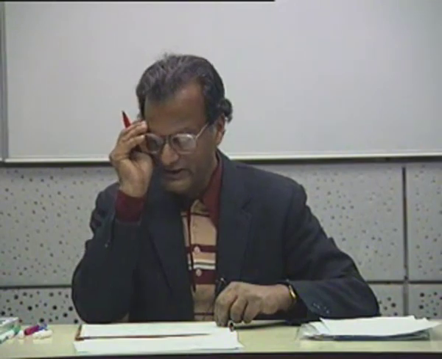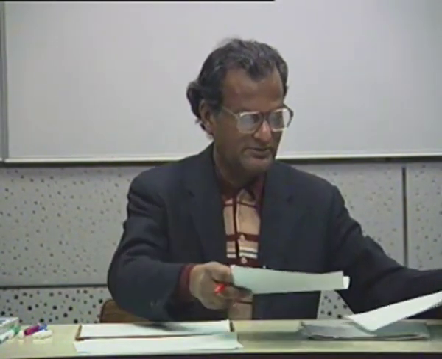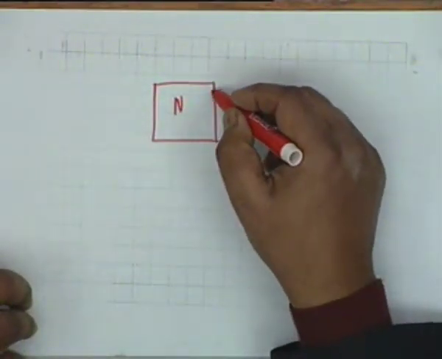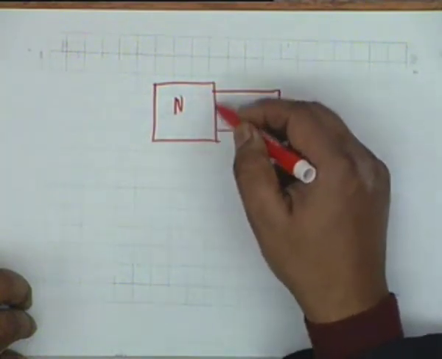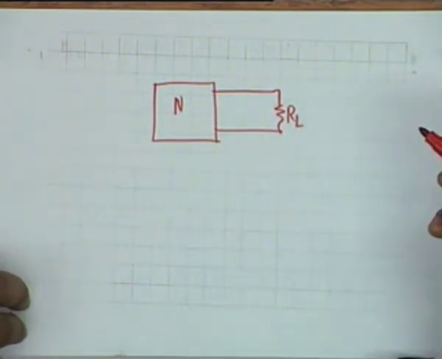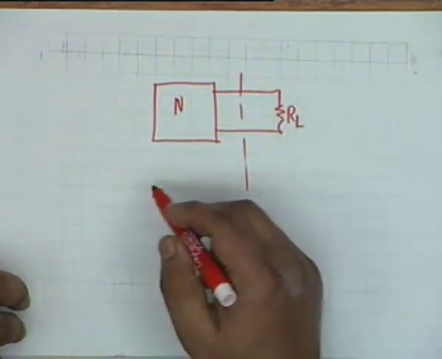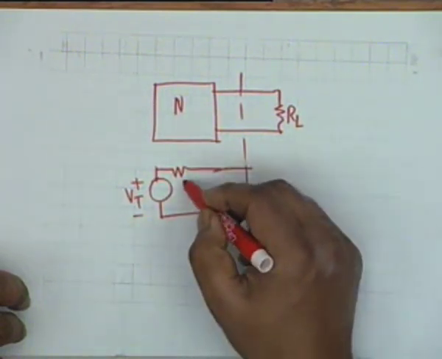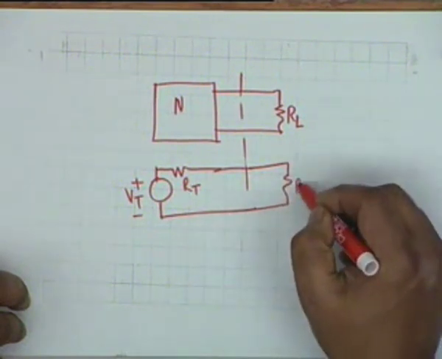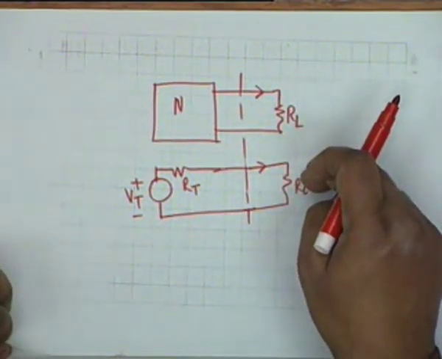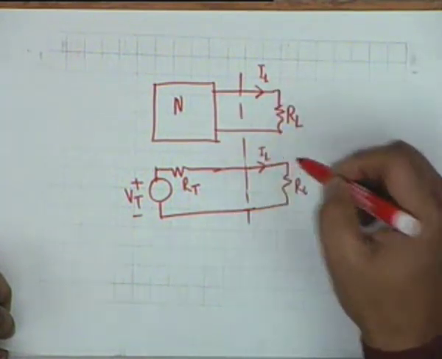All right. Now, before we take an example to illustrate this, I want you to understand the significance of R_T in another way. The network N, which you are trying to replace by a Thevenin equivalent, can be connected to, let us say, a load resistance R_L. Now, if N is equivalent to V_T and in series R_T, then the current in the load in either network should be the same. If this current is I_L, then this current should also be equal to I_L.